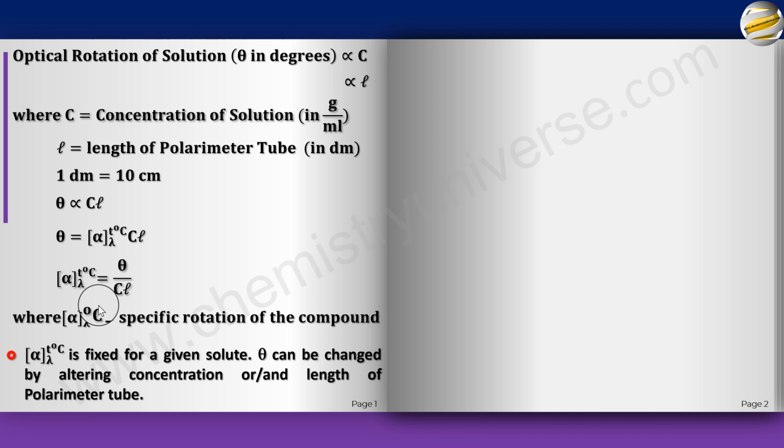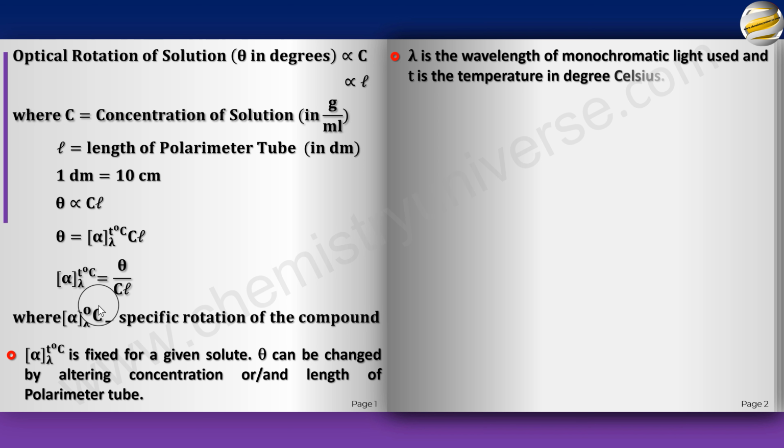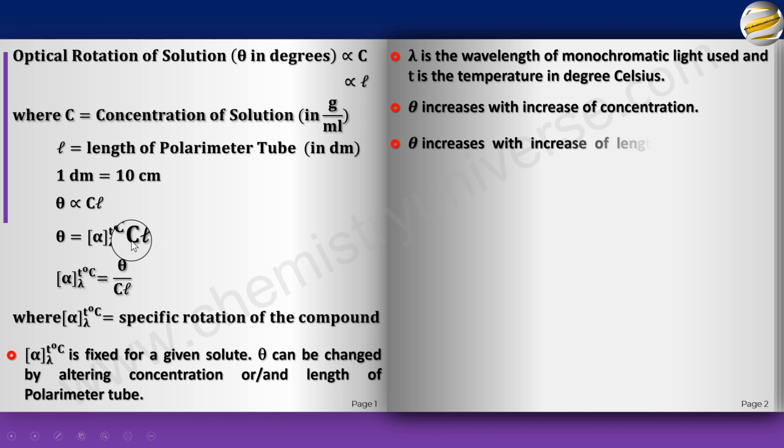So what is lambda? Lambda is the wavelength of the monochromatic light used, and T is the temperature in degrees Celsius at which the experiment is conducted. Now remember, theta increases with increase of concentration. Makes sense, it is directly proportional to C. Theta also increases with increase of the length of the polarimeter tube, as we discussed. More molecules it meets.